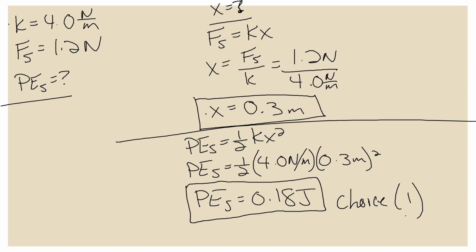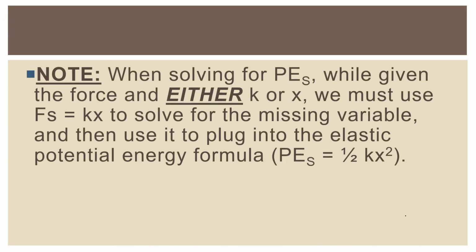All right, let's just write a quick note about this kind of problem because I like these. I like them specifically from a test-making perspective. Because when it comes to a test on this topic, I got to give you a test question where you use F equals Kx, and I got to give you a test question where you use PES equals 1/2 Kx squared. And if I can kill two birds with one stone, so to speak, I'm going to do it. So let's write this down. Big note here. When solving for PES, while given the force and either K or X, we must use F equals Kx to solve for the missing variable and then use it to plug into the elastic potential energy formula PES equals 1/2 Kx squared.